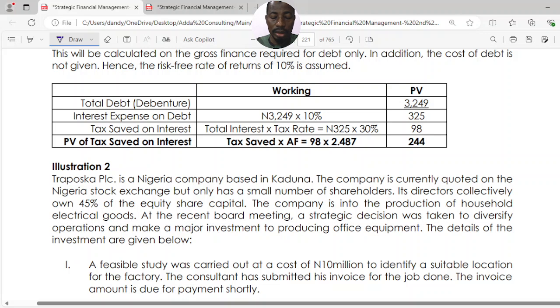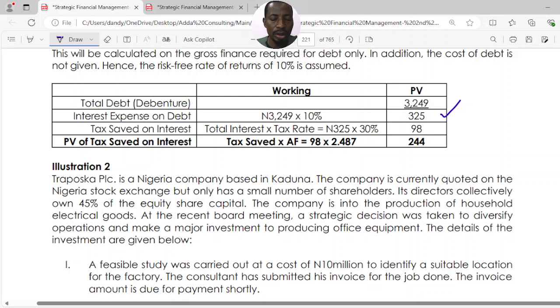We have accumulated all interest elements, and the interest on the debt is 10%. That's how we arrive at this 325. The gross amount of the debt is 3,249, so 10% of 3,249 will give us 325. Then you calculate tax saved on interest, which is the total interest multiplied by the company tax rate. So 30% of 325 will give us 98.